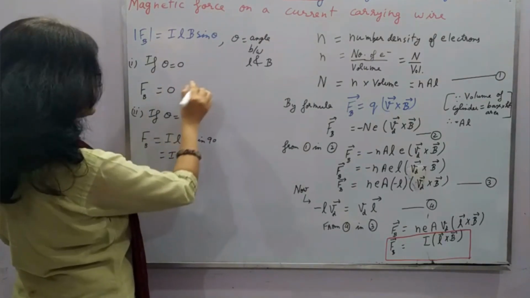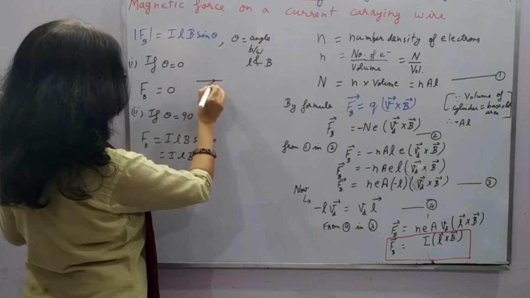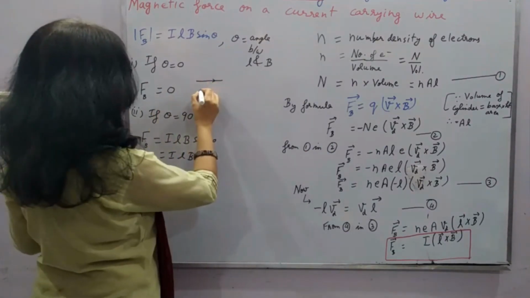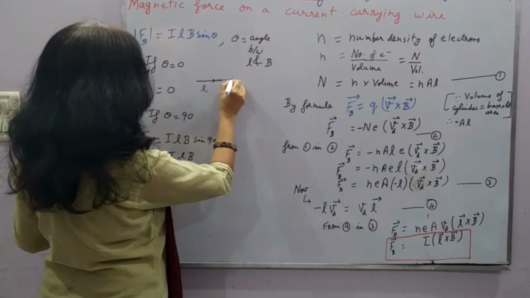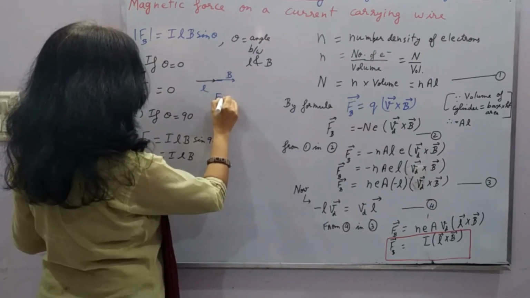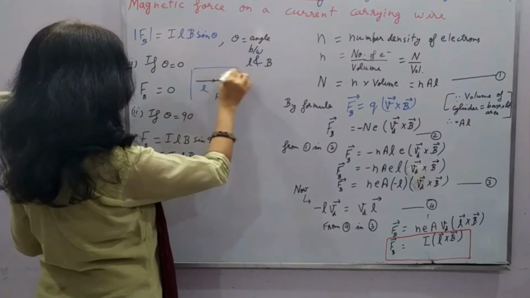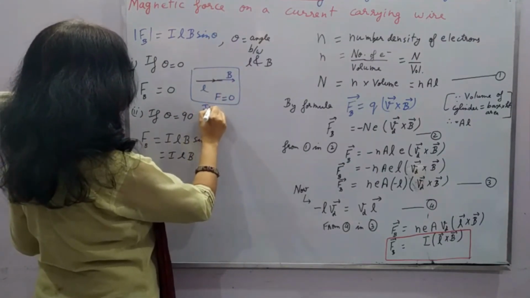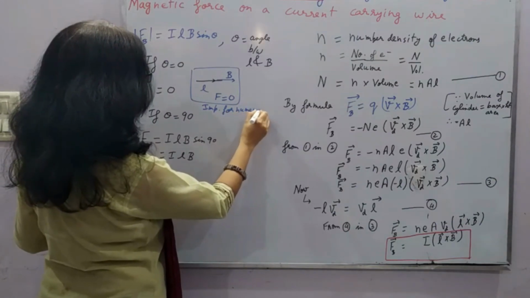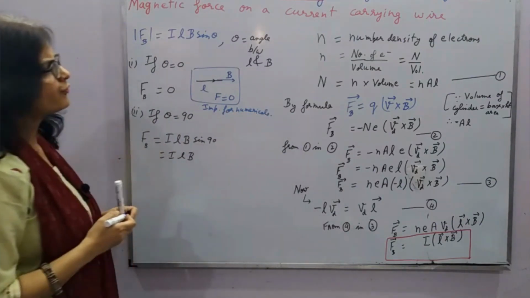What does this mean? Look at this diagram. If this is your wire and the direction of the magnetic field is also along the wire, then the force is 0. Important for numericals.